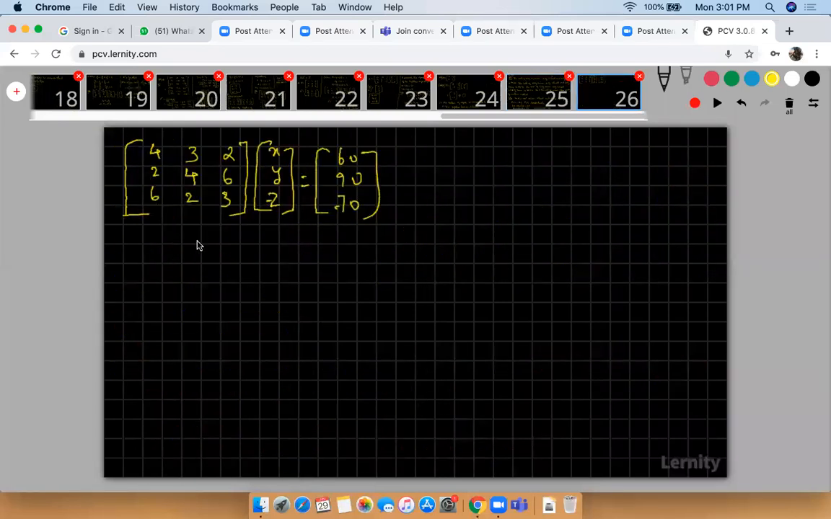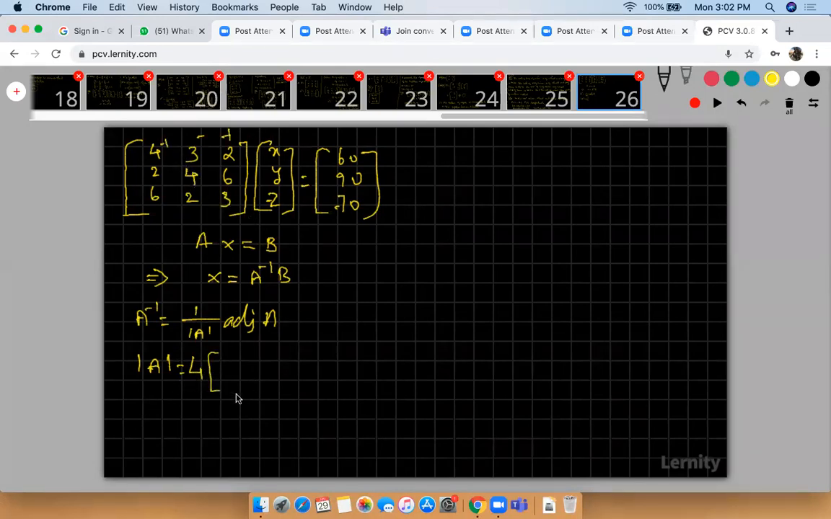Now this is your A matrix, this is your X matrix, this is your B matrix. Pre-multiplying both sides by A inverse, you will get X equals A inverse into B. First of all, find your A inverse. The formula is A inverse equals 1 by determinant of A times adjoint of A. Find determinant of A. Expanding the determinant by the first row with signs plus minus plus: 4 into 12 minus 12.